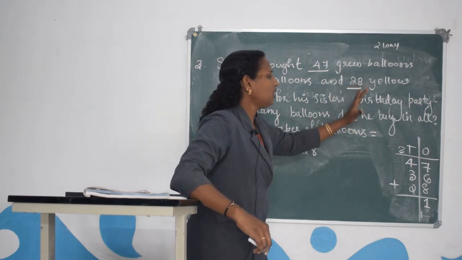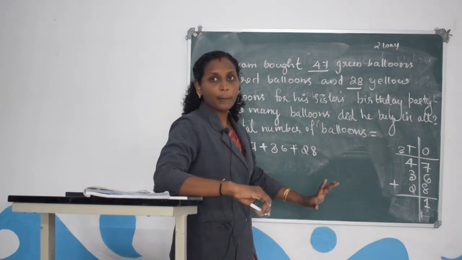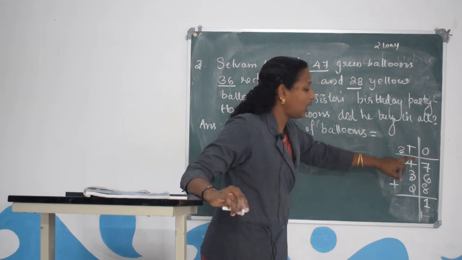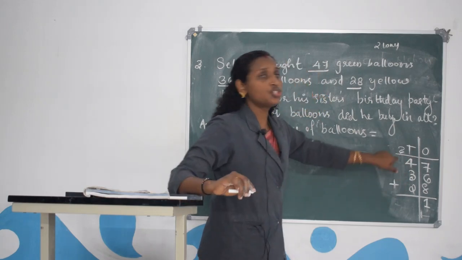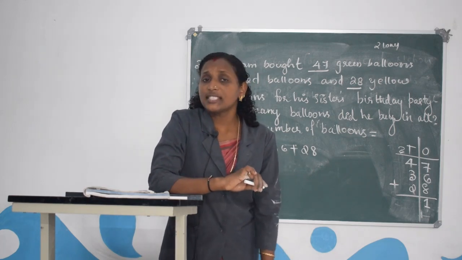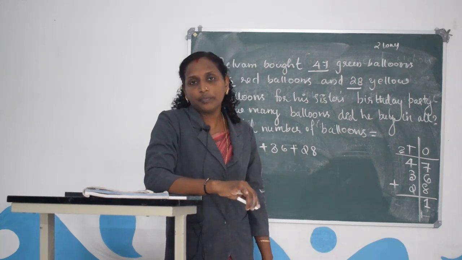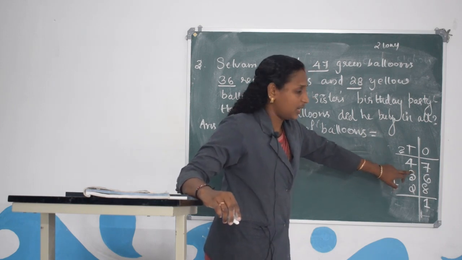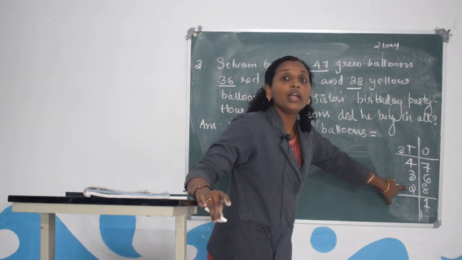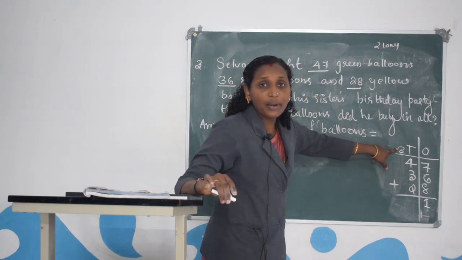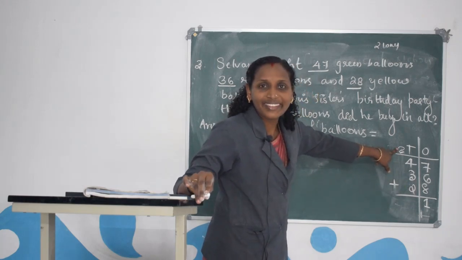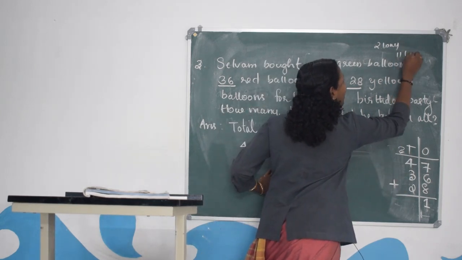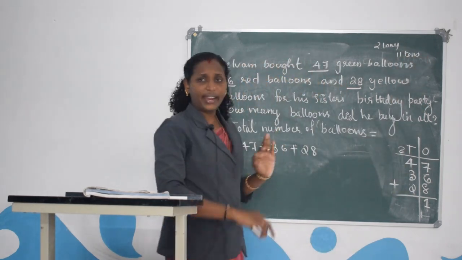Then look at the tens place. What is the number? 4 plus 3 plus 2 plus 2. What is this 2? That 2 is the carried over. 4 plus 3 is 7. 7 plus 2 is 9. 9 plus 2 is 11. That means 11 tens.